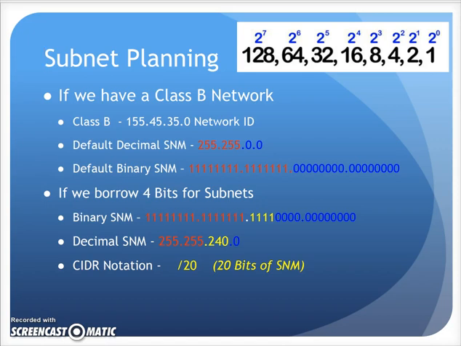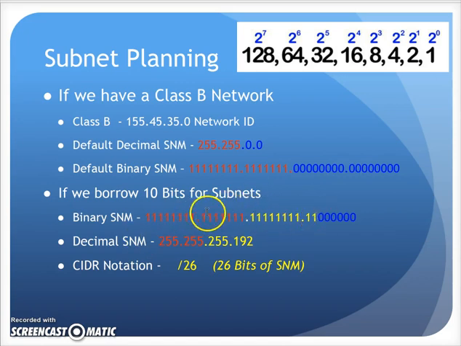Same exact thing is going to apply for Class B and A. I just have more bits to work with, more to keep track of. So normally 255.255.0.0, 4 bits borrowed, this is going to become 255.255.240.0, and it's a /20. Again, there's 20 bits in the subnet mask right there. There they all are for you. 6 bits borrowed on Class B, 255.255.252.0, /22.